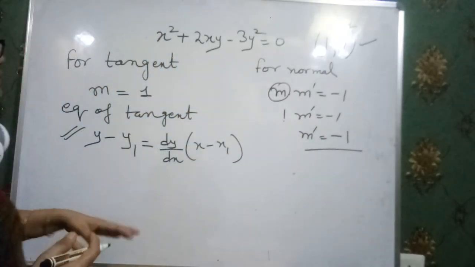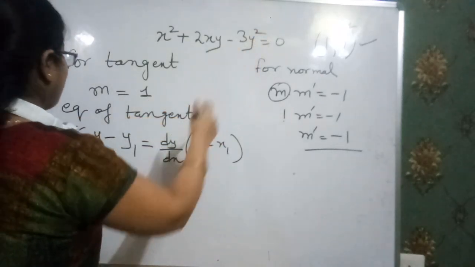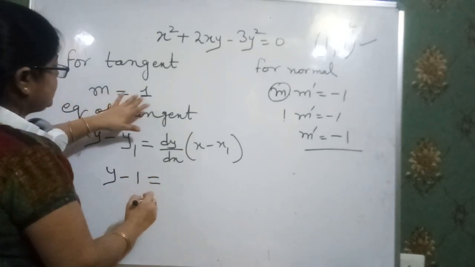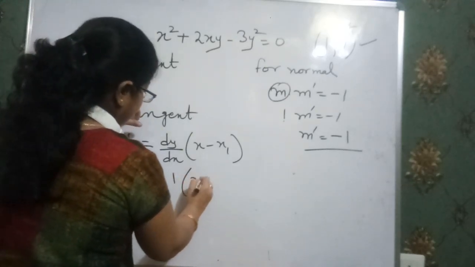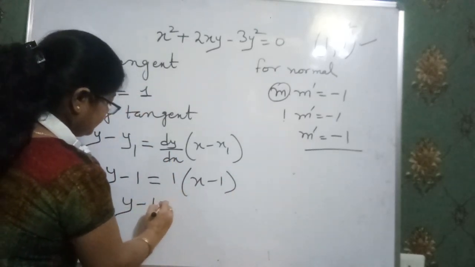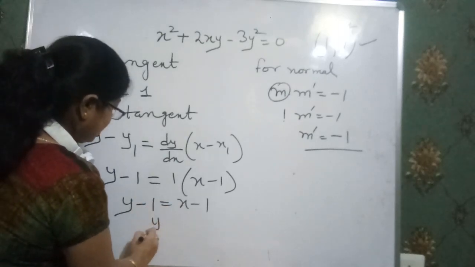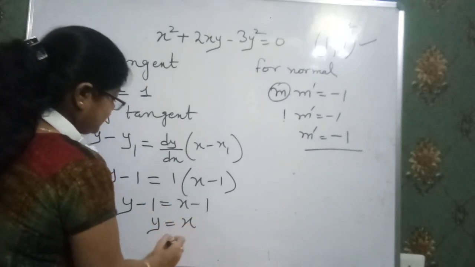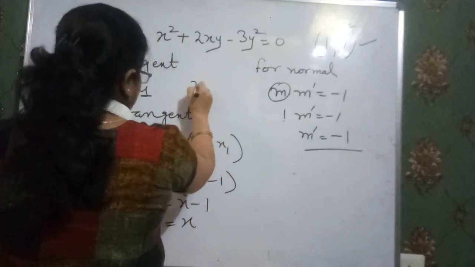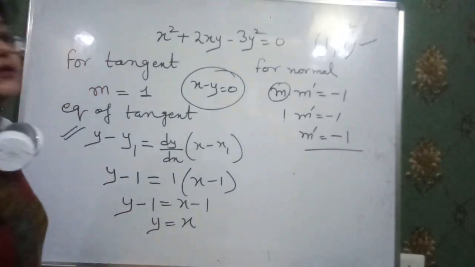Okay. Now, putting x1 and y1 as 1 and 1, we have y minus 1, and the slope is here 1, and I have x minus 1. After solving it, we are left with y is equal to x. That is, the equation of tangent is x minus y is equals to 0. This is the equation of tangent.